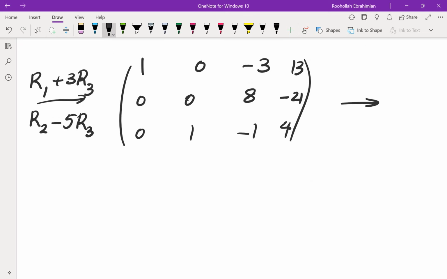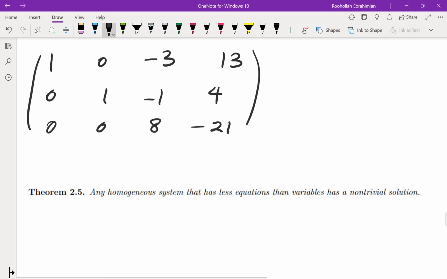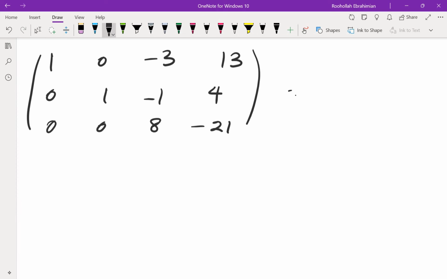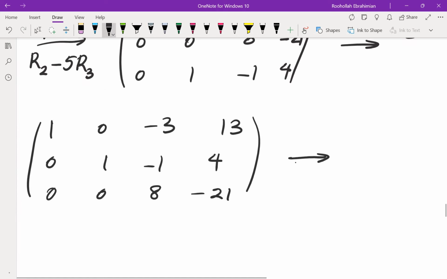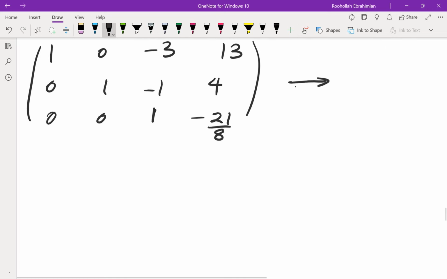Okay, now I'm going to do a row interchange just to make things a bit more clear again. Row 2 and row 3 are going to be swapped. We get 1, 0, negative 3, 13, 0, 1, negative 1, 4, 0, 0, 8, negative 21. Okay, so I'm going to do maybe a row rescaling also, 1/8 row 3. So we will change that to 1 and then negative 8, negative 21 over 8.